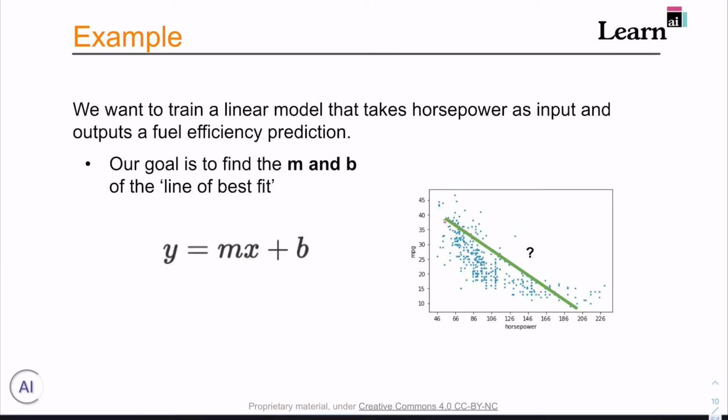So how do we do this? How can we enable an algorithm to learn what the best m and b are given all these blue dots? We want to tell it, okay, given what these blue dots are, draw a line over them that fits those dots the most. How would you do that?